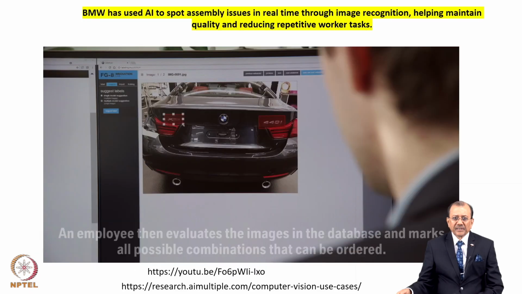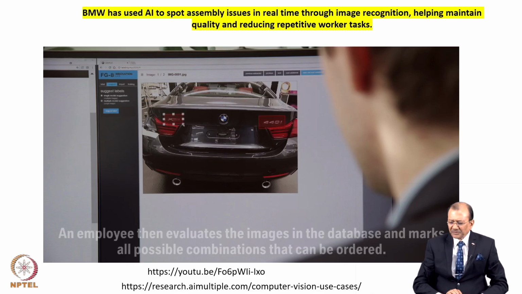I would like to now play a video, and this is a video from BMW, showing how BMW is using artificial intelligence and visual AI for detecting faults and many other things. See for yourself the importance of this technology through this video.